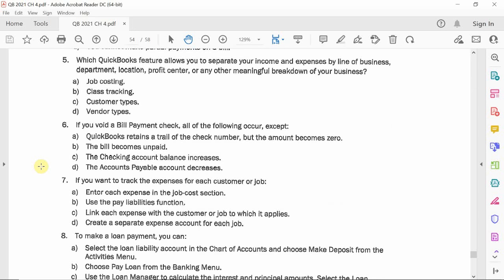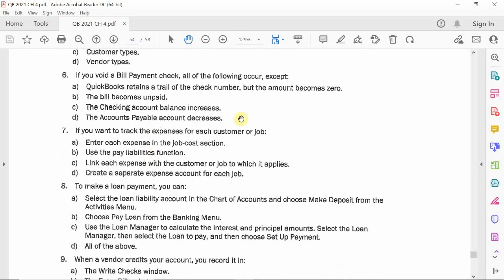What does not happen? Oh, so would it be D? It would be D. Yes. The accounts payable account decreases. No, it reverts it and it increases it back up again. So in this case, D is the correct answer because we're looking for the exception, the except. What doesn't happen.